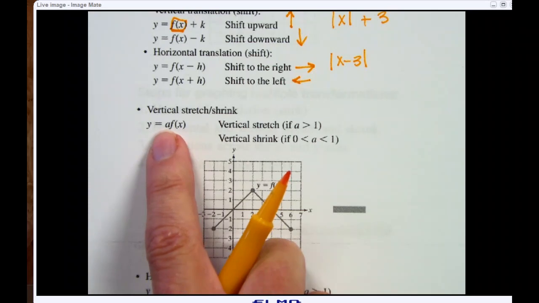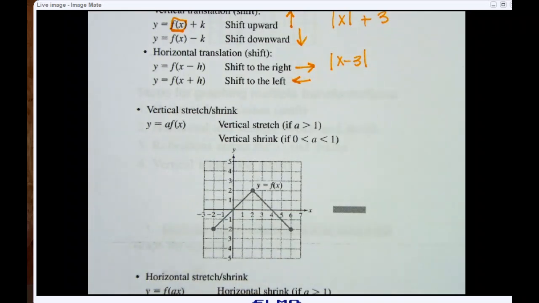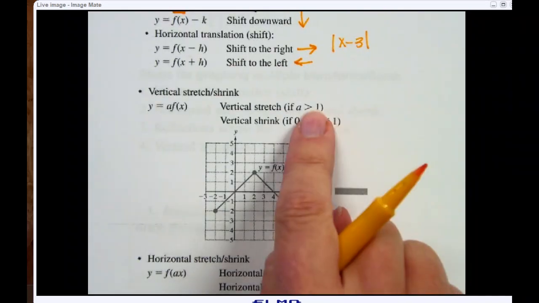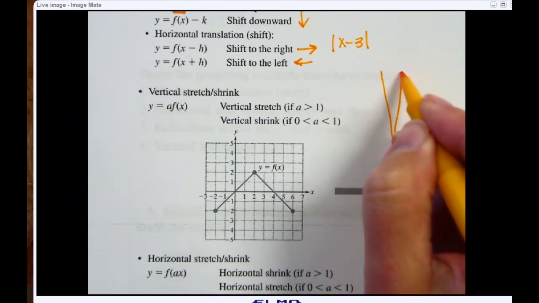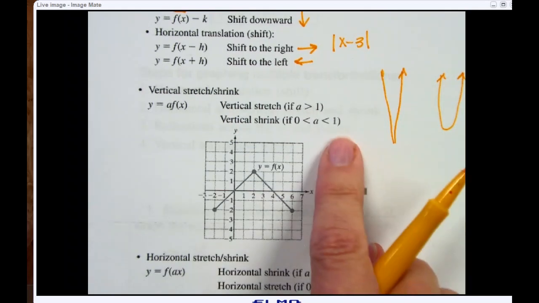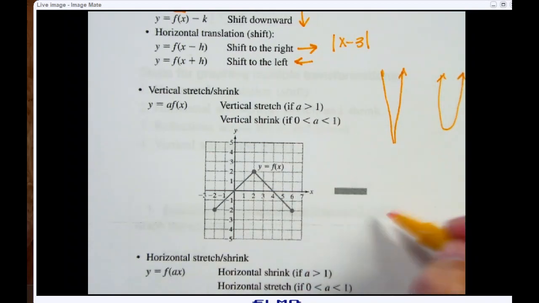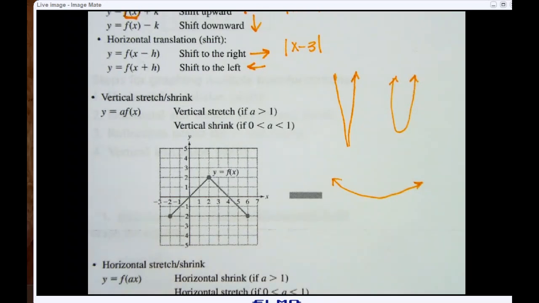Multiplying at the head of your function makes it fat or skinny. So stretch or compress is how we say that. If it's bigger than 1, it stretches it. It's going to make it skinny, more narrow, okay? If it's a fraction in between 0 and 1, it looks like it's been smushed. It starts to flatten it a little bit.